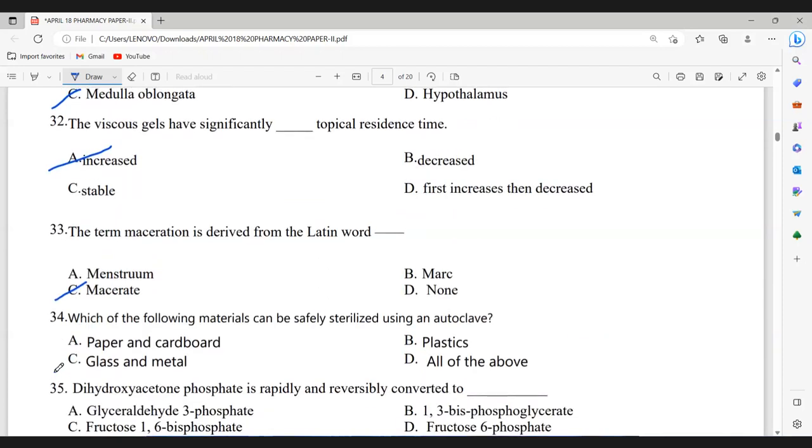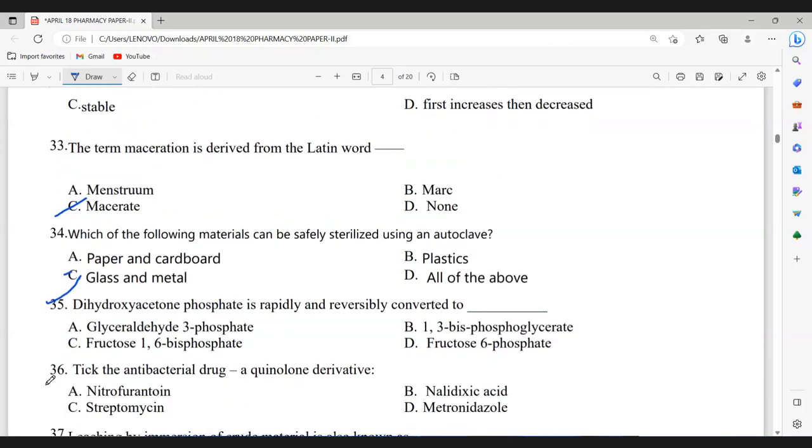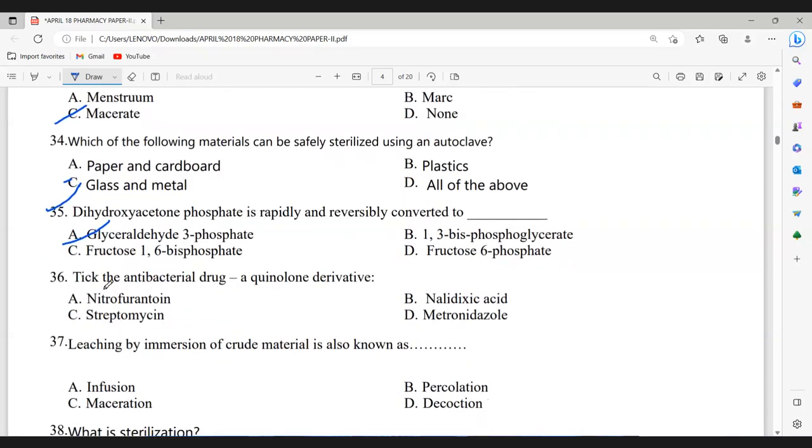And 34, which of the following material can be safely sterilized using autoclave? 34, glass and metals. And 35, dihydroxyacetone phosphate is rapidly and reversibly converted to glyceraldehyde 3 phosphate. Then 36, pick the antibacterial drug.